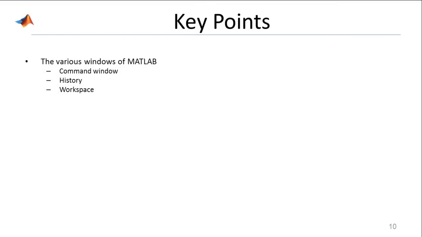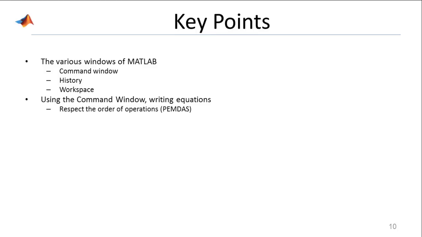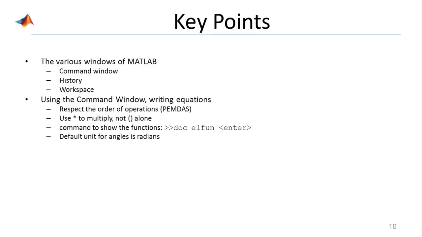Let's go through the key points. The various windows of MATLAB introduced here are the command window, which was the most important, the history, and the workspace. Using the command window, write equations. Respect the order of operation. That's the basic idea behind any calculator. Use the multiplication to multiply and not parentheses alone. The command window to show all the functions, so all the buttons that we used to have, is doc for the documentation, lfun for elementary function. The default unit for angles is radians, and the keyword pi is absolutely known.